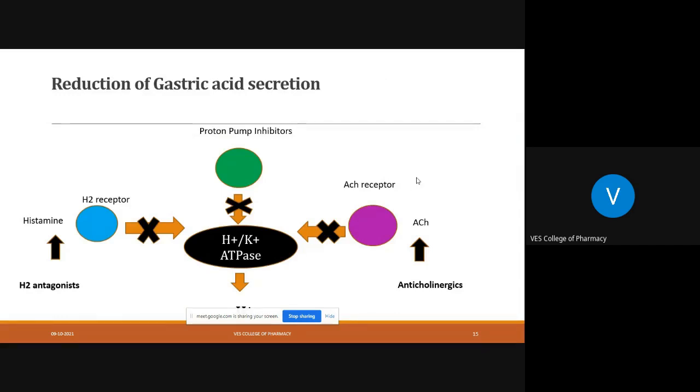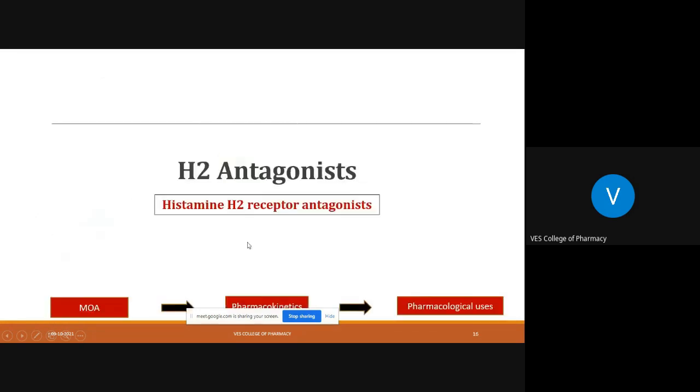First we'll start with the H2 antagonist. You already know about the mechanisms: H2 antagonists work by blocking the H2 receptor, anticholinergic drugs work by blocking the muscarinic receptor, and proton pump inhibitors work by blocking the proton pump, or inhibiting this enzyme. One by one we'll go into detail. The first drug class we're going to talk about is the H2 antagonist.